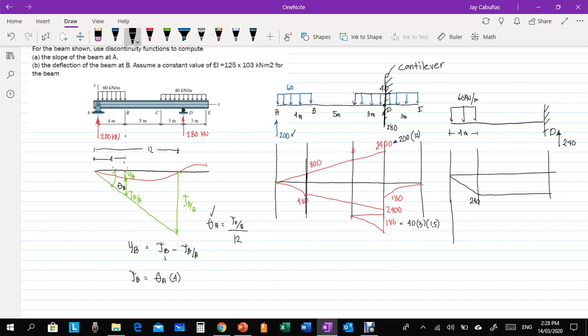Then the moment diagram. Since it goes downward from 240, that is 240 times 4 over 2. Is that right? That is just 480. Again, this one is a straight line, zero degree, so here it is first degree, so we have a slant.